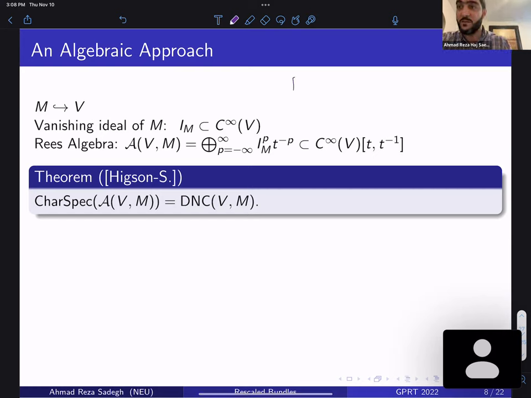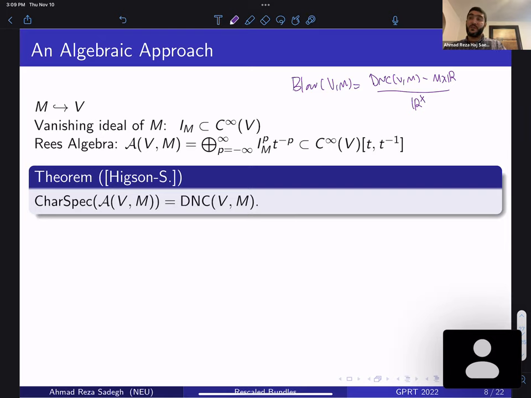So the blow-up space, let me just write it down here, is essentially going to be the DNC of V and M, minus the submanifold, when you remove this submanifold out of it, and you divide by the action of the non-zero real numbers. And this is going to be a manifold. This action is free, and this quotient is going to give you the blow-up space. So that's how they are related.